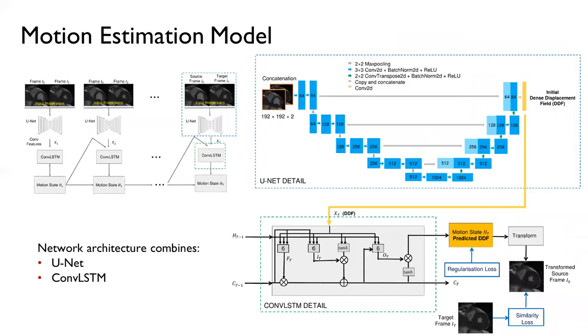Here is our motion estimation model. The network architecture combines UNet and convolutional LSTM. A sequence of the image pairs is given as input to the UNet convolutional network. The output of the UNet is the dense displacement field. We feed this dense displacement field to the convolutional LSTMs and see how the cardiac motion changes over the whole cardiac cycle.